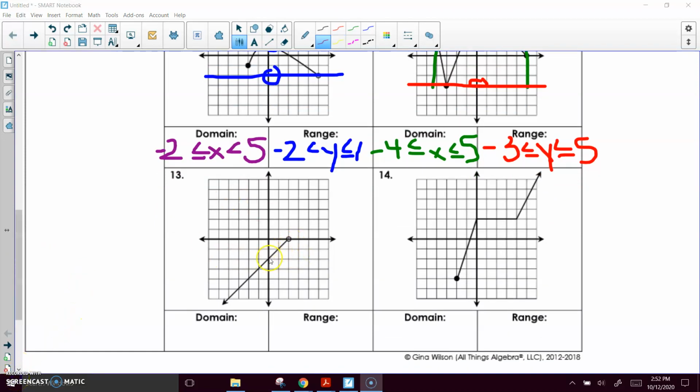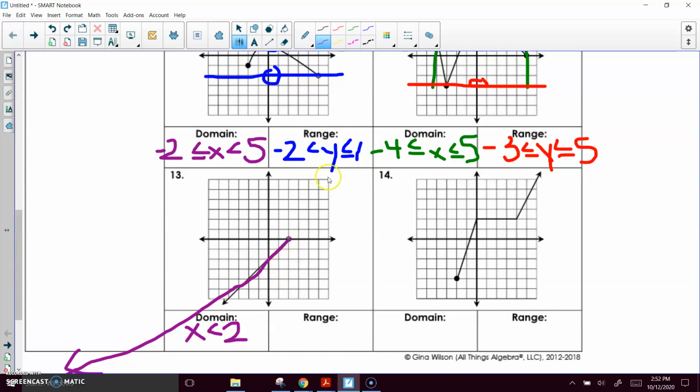Okay, for number 13, this arrow is telling me my graph is going forever to the left, but it doesn't go forever to the right. As I look at my x-axis, 2 is as far as it goes, and it's an open circle. So my domain is x less than 2.